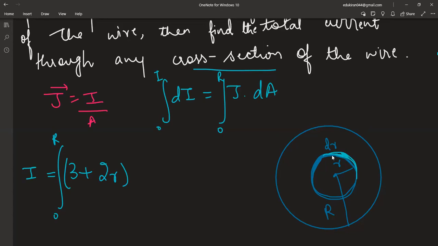This is how we take length into breadth. In a circle, how will you get length into breadth? It will be 2 pi r multiplied by dr. So instead of area, we'll write 2 pi r dr. That's it. This you have to solve, integrate.